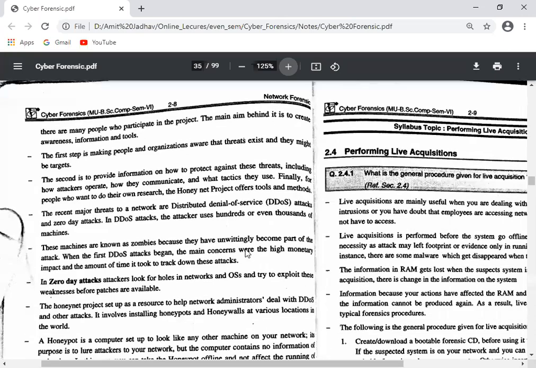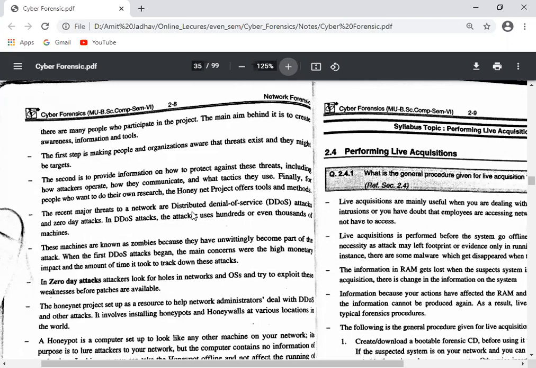The recent major threats to the network are DDoS, that is, distributed denial of service. We know about denial of service, where computers are unable to use different resources like the network, internet, printer, or any software or devices, that is DoS. And if it is distributed denial of service, it's the worst one, because in the network we can't use the different resources.